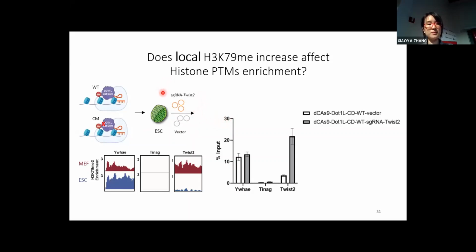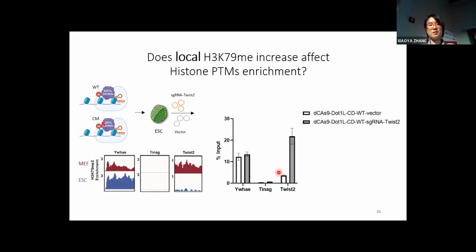So here I use TWIST2 as a target. From this K79 di-methylation enrichment plot, we can see that TWIST2 is very lowly enriched in stem cells, but it can be enriched in the somatic cells. So I use this target and perform ChIP-PCR using primers against the YWHAE gene. This is the gene that has high levels of K79 methylation in stem cells, and it's not targeted. And also TNAG, which is a negative control that doesn't have K79 methylation enrichment in stem cells.